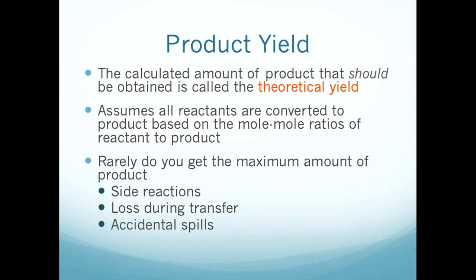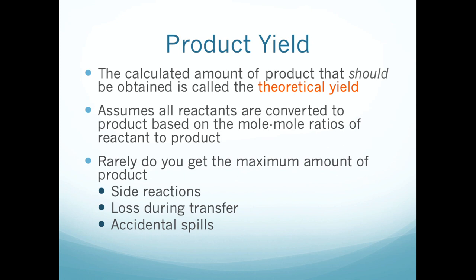Sometimes you spill stuff. You lose little amounts of reactant or product. Sometimes not all of your reactant reacts, right? Sometimes you have side reactions where your reactant makes something that's not the product you want, or something that gets lost. These things happen, and so you don't always get the amount of product that you calculate. Okay, so that's something to watch out for.